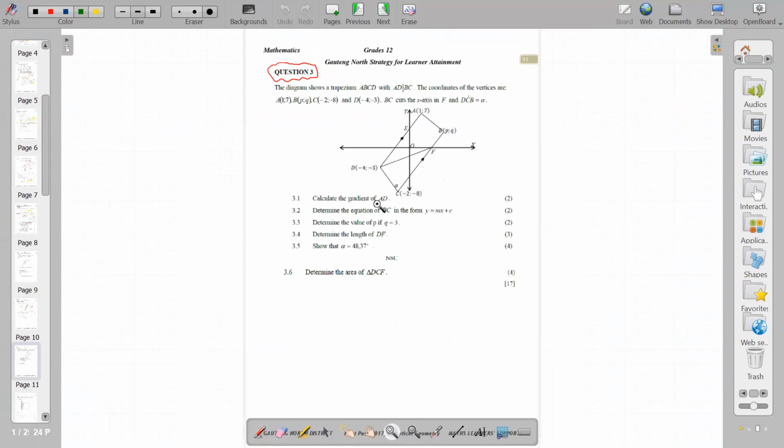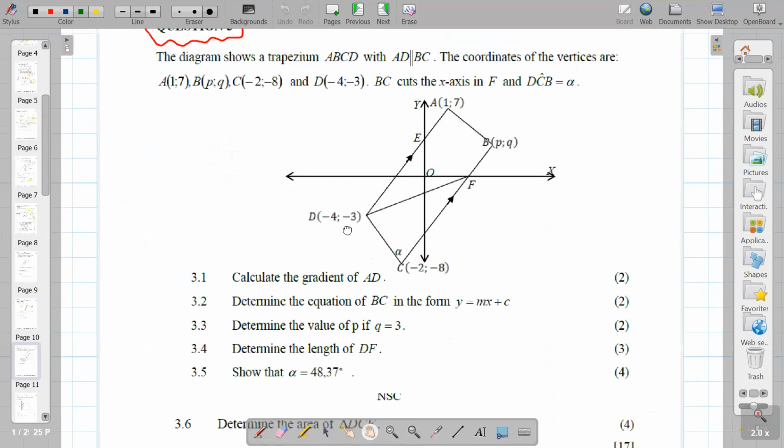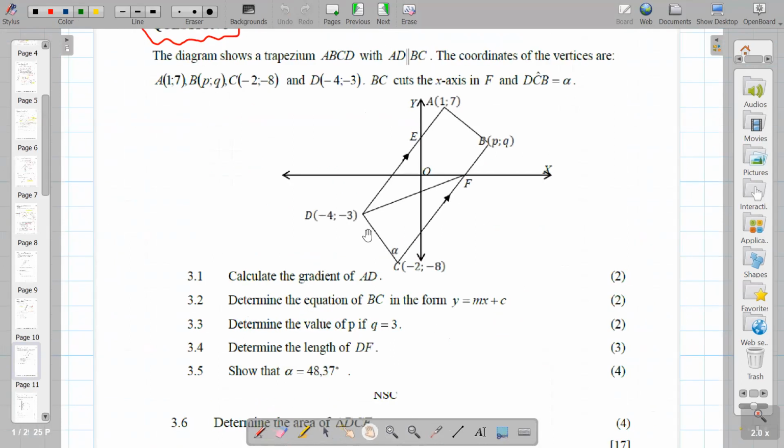All right, this question, there's a trapezium shape given. Let's have a look. Lines parallel, coordinates, and that angle is alpha. Let's just read through. Gradient of AD. Gradient of AD is this line. Okay, we can just get it. Equation of BC. Yes, we now see as long as there is a point, that's enough because there are parallel lines. So I can use the same gradient I got in 3.1. And then the value of Q, value of P if Q is 3. So you just substitute y with 3. So you must get the value of P. That's fine. So these are only two marks, you see.